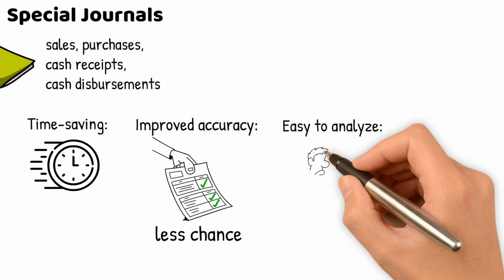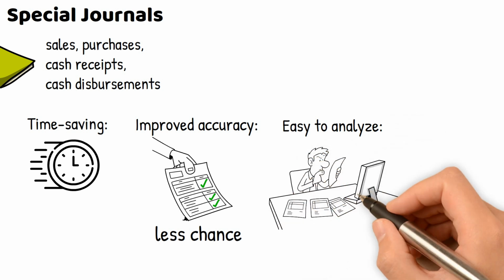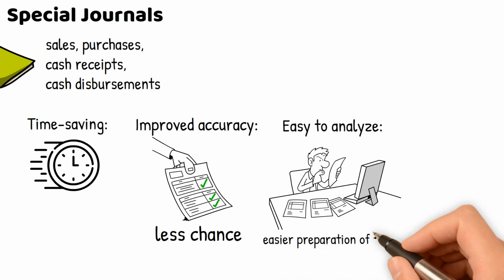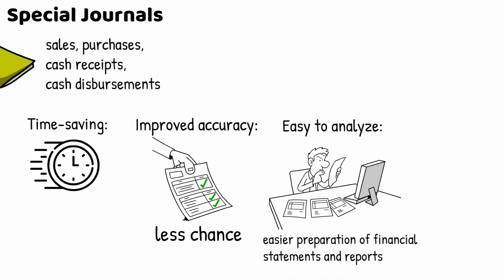Easy to analyze. Special journals make it easier to analyze accounting data because transactions are grouped by type. This allows for easier identifying trends and patterns and easier preparation of financial statements and reports.